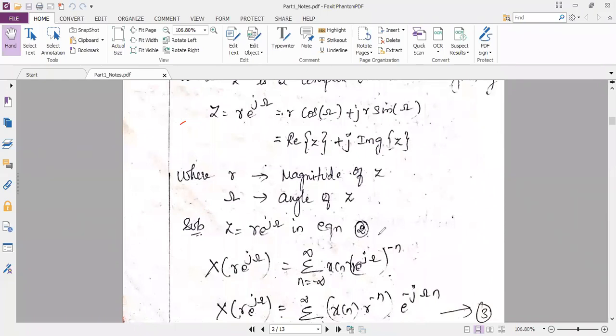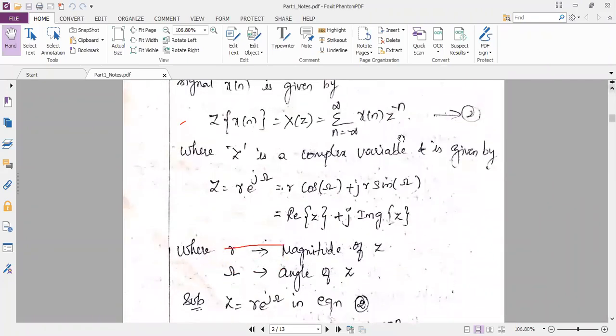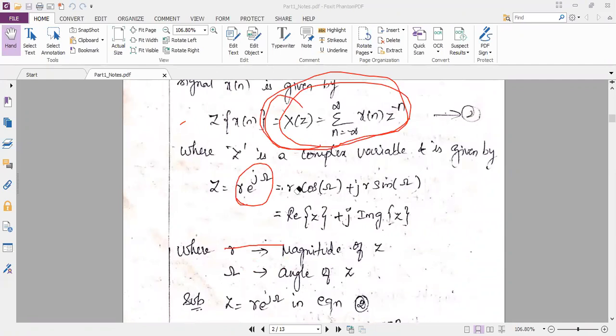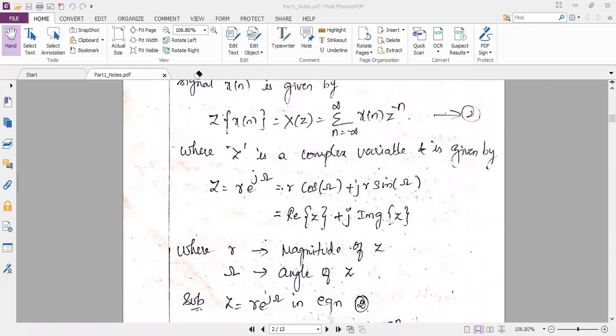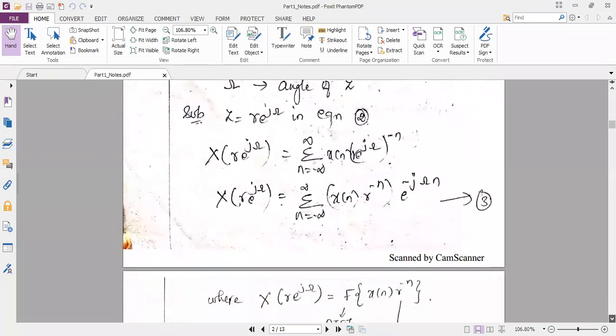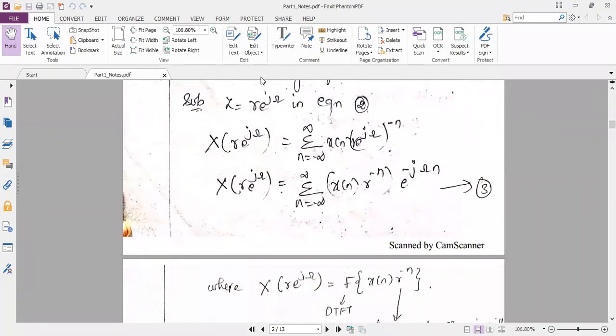Okay. So now what I am doing is I am substituting Z is equal to R into e power j omega in equation 2. You know what is your equation 2? Our equation 2 is nothing but the Z transform of the input x of n, small x of n. So this is my equation. In this equation, wherever Z is there, I am just substituting R into e power j omega. Okay. So that is the work I am doing here. So if I substitute, I'll be getting capital X of R into e power j omega is equal to summation n is equal to minus infinity to plus infinity x of n. So you had in the previous equation 2 z power minus n. So we are writing z as R into e power j omega the whole power minus n.